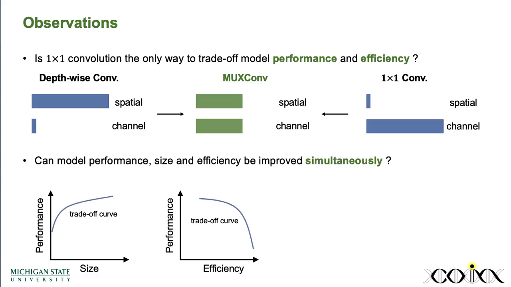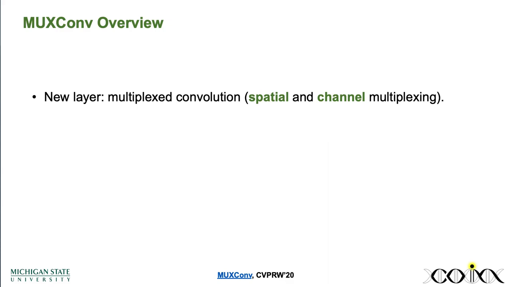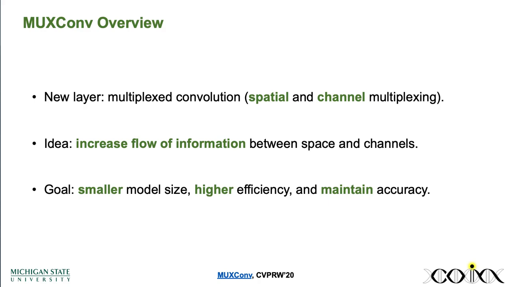Secondly, can model size and efficiency along with the accuracy be simultaneously improved? In this work, we aim to answer this question by putting them as separate objectives to be optimized using neural architecture search. As a quick overview, this work introduces a new layer named MUXConv, which consists of spatial and channel multiplexing to increase the flow of information between space and channels, with the goal to obtain a CNN model that is smaller in size, more efficient in compute, and does so without the loss of accuracy.